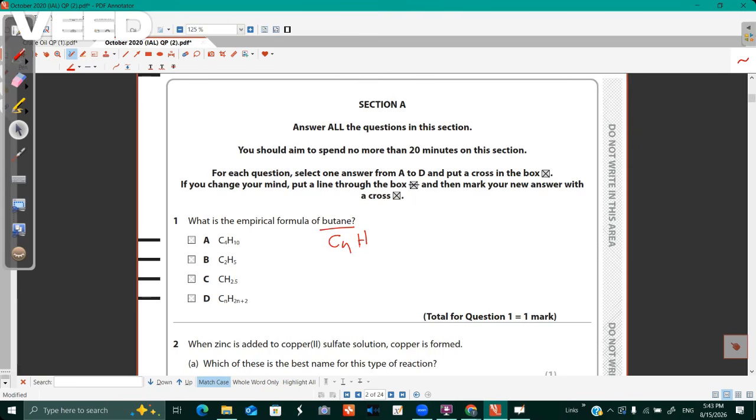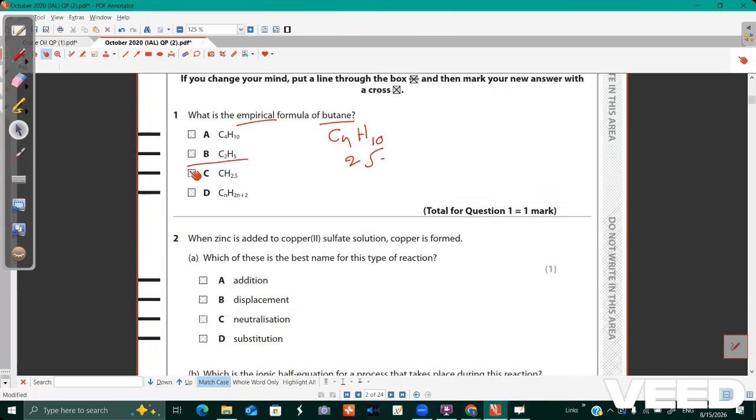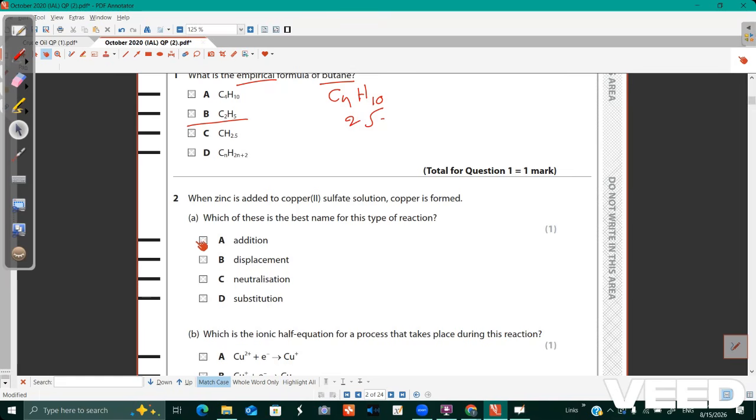C4H. They are asking the empirical formula, right? 2n plus 2, it is H10. So empirical formula means the least ratio. So the least ratio is 2 to 5, right? So the answer is B.